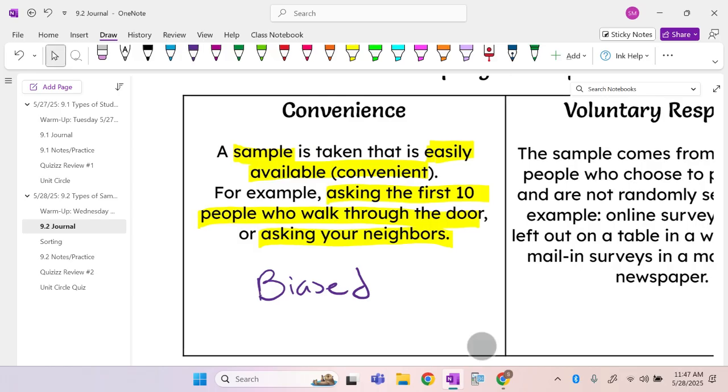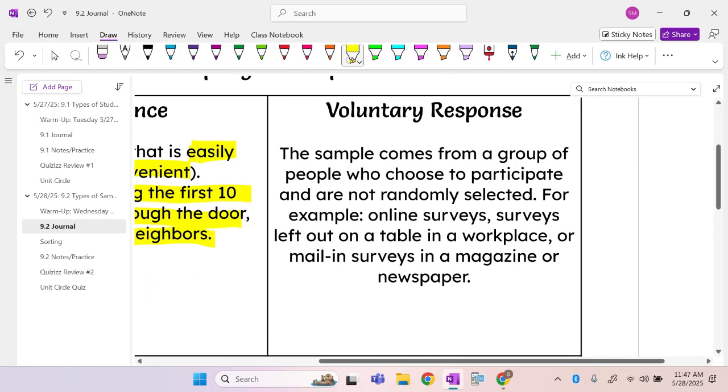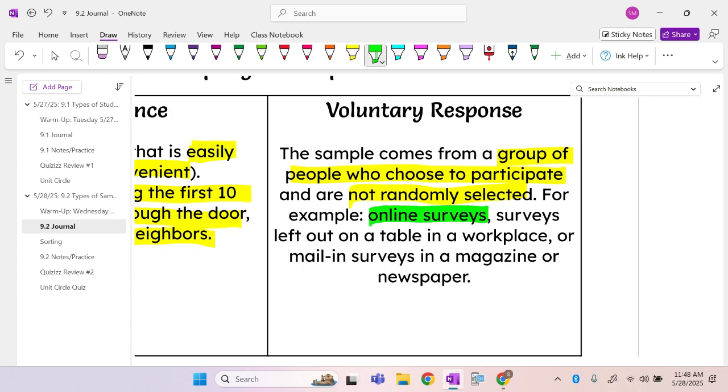Now, that's convenience. Then there's voluntary response. That's a sample that comes from a group of people who choose to participate and are not randomly selected. For example, an online survey, surveys left out on the table in a workplace, or mail-in surveys in a magazine or newspaper.